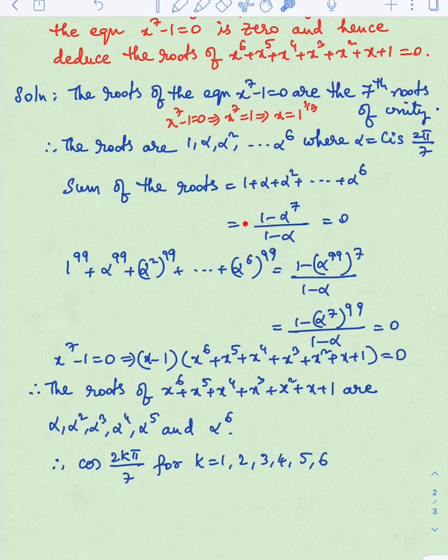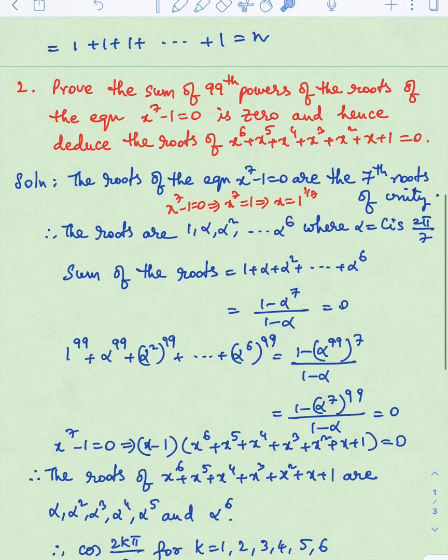How? A means 1, the first term, into 1 minus r power n. What is the common ratio? Alpha by 1 is alpha, r. Power n means 7 terms, by 1 minus r, 1 minus alpha. Here, what is the value of alpha? This is the nth root of unity, as discussed already. So alpha power 7 is 1. Put 1 in it: 1 minus 1 is 0, so you get 0. So the sum of the roots is 0.